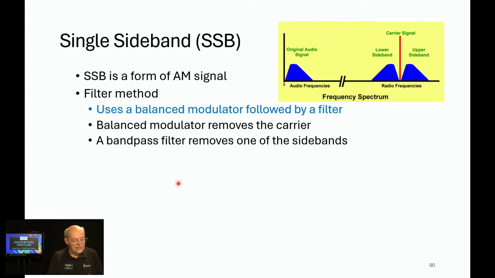And there's two ways to create it. We've got the filter method and the phasing method. The filter method uses a circuit called the balanced modulator. What does a balanced modulator do? Well, it suppresses the carrier. So the carrier goes away and you're left with the upper and lower sideband, which is also called double sideband suppressed carrier, if anybody cares. The balanced modulator removes the carrier. A bandpass filter removes one of the sidebands. That's the filter method of generating single sideband. And again, as I said, it's a form of AM, and they've just taken out some other stuff.